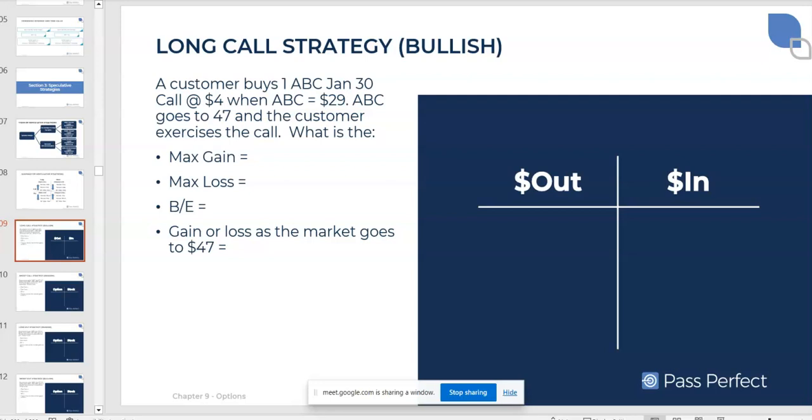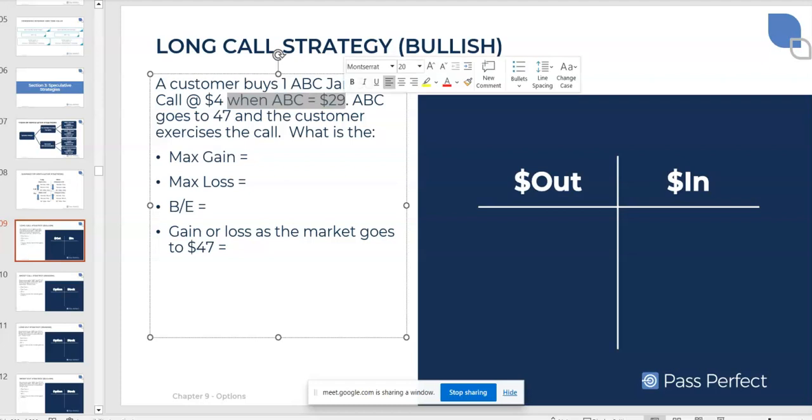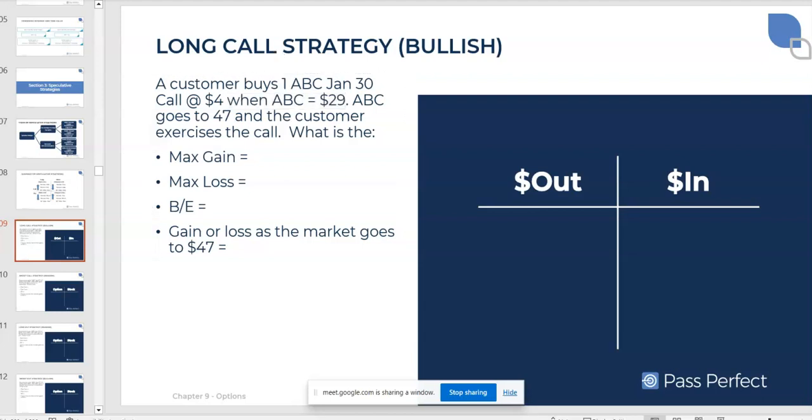All right, so let's check this out. A customer buys one ABC January 30 call at 4 when ABC is $29. Now, by the way, every time I see a question that says what the stock price was at the time they bought the option, it's just been an irrelevant detail, right? They'll throw in irrelevant details there just as distractions. So that doesn't have anything to do with what's going to happen.